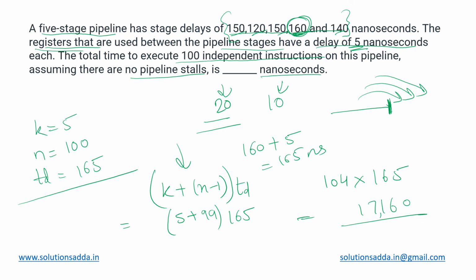That is the unit they require. And this is the total execution time for all the given 100 processes in this pipeline processor. So that is our answer, 17160.